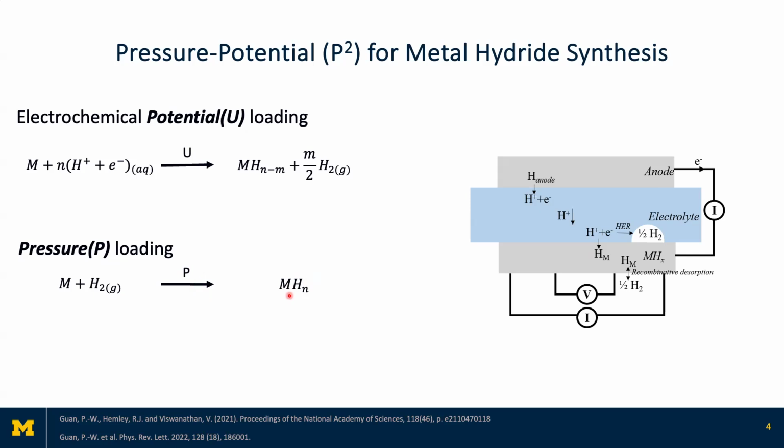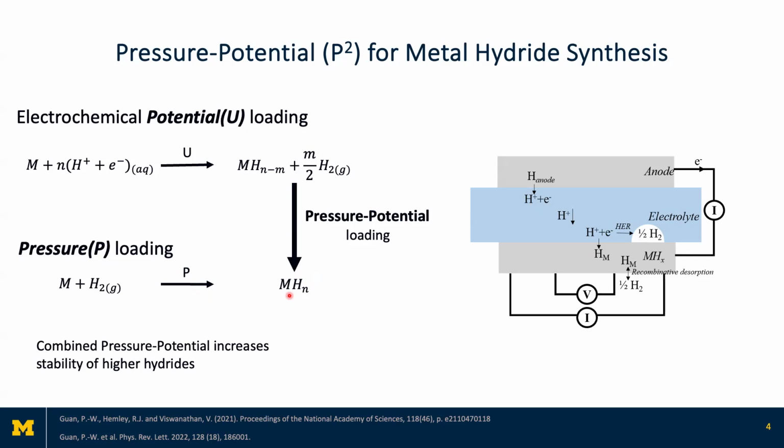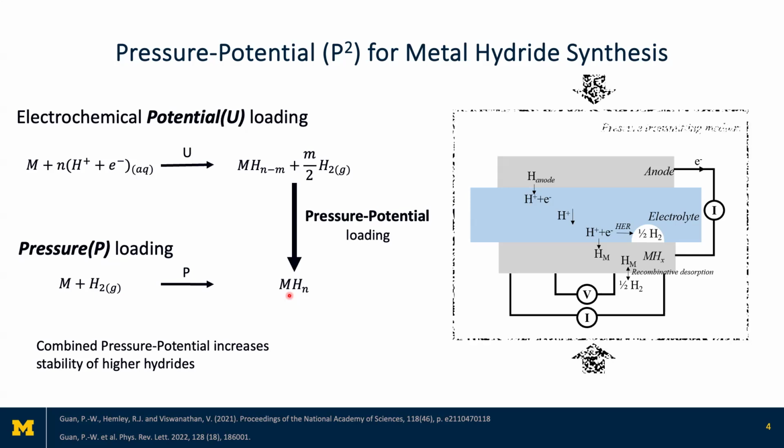Now, the focus of our work was thinking, okay, there are these two ways to load hydrogen into a metal. What if we combine both of these? We call this the pressure potential or P squared approach. If you have both these methods to load hydrogen into a metal, could you possibly load more hydrogen than you could with either method? What we're going to be talking about is showing that combined pressure potential increases the stability of higher hydrides. So you put more hydrogen in your material when you use an approach that uses both combined pressure and electrochemical potential. You take your whole cell and basically pressurize the system.